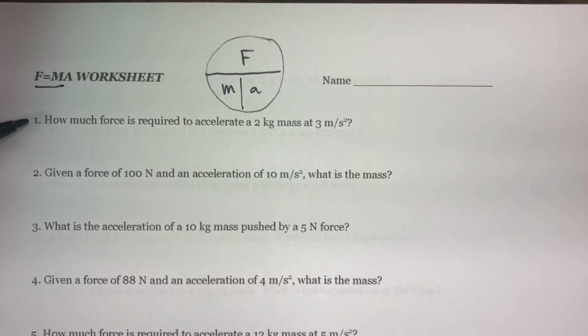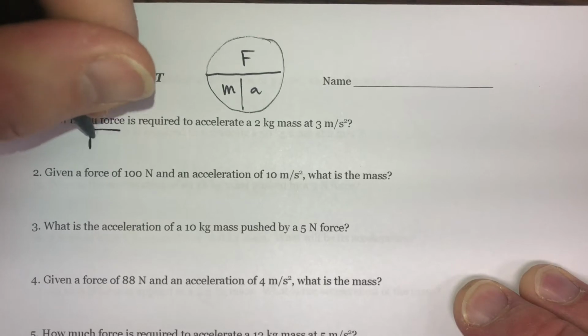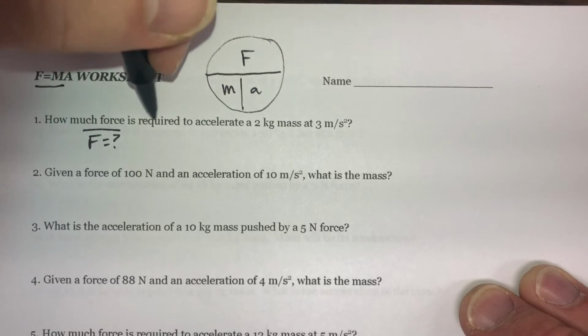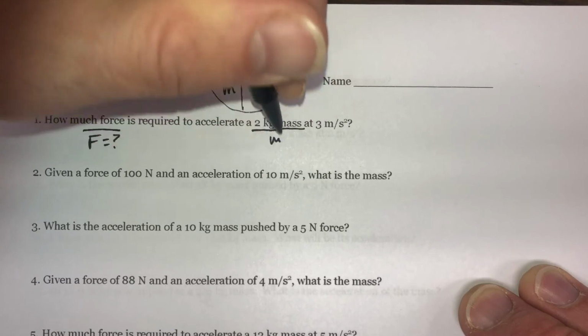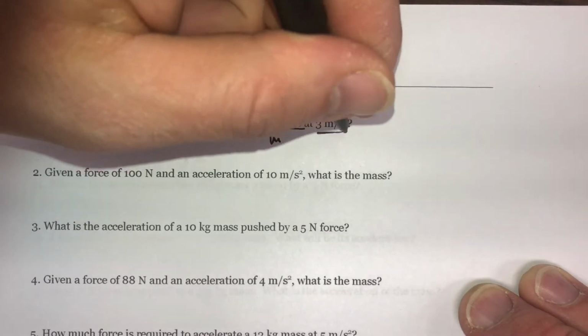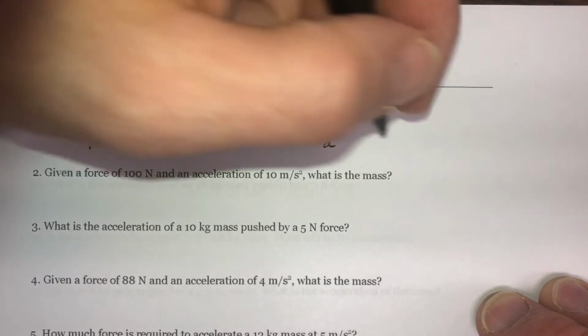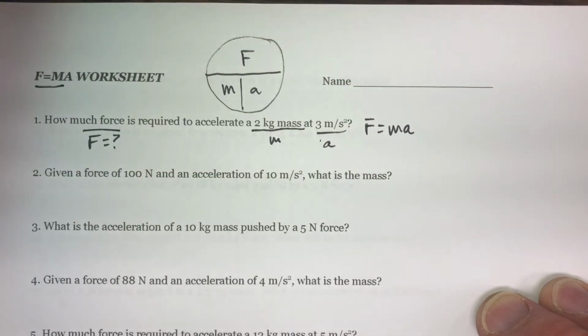The first question: how much force is required to accelerate a 2 kilogram mass at 3 meters per second squared? The first thing we're looking for here is force. A 2 kilogram mass, that's our M. And 3 meters per second squared represents an acceleration. So I've got my unknown, I have my 2 known variables, and now I need an equation. That equation is F equals ma. So that's step 3.